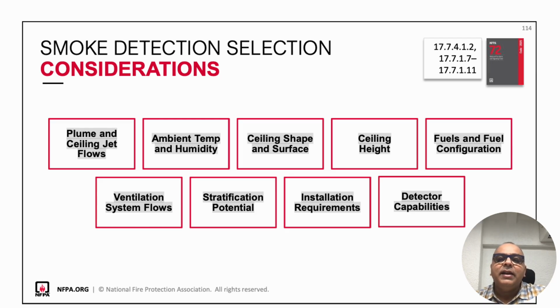17.7.1.7, the selection and placement of smoke detectors shall take into account both the performance characteristics of the detector and the areas into which the detectors are to be installed to prevent nuisance and unintentional alarms or improper operations after installation. There are various other factors which you see on the slide: the plume and the ceiling jet flows, the ambient temperature and humidity, the ceiling shape and surfaces, the ceiling heights, the fuels and fuel configuration, the ventilation system flows, stratification potential, installation requirements, and also the detector capabilities.